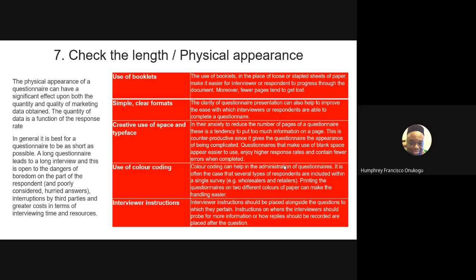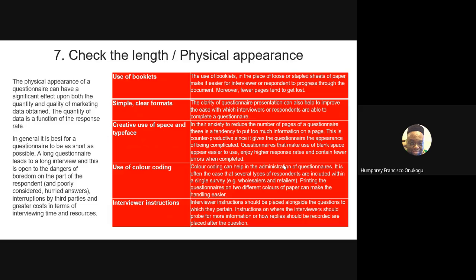The simple and clear format. The clarity of questionnaire presentation can also help to improve the ease with which the interviewer or respondent is able to complete a questionnaire. Creative use of space and typeface. In their anxiety to reduce the number of pages of a questionnaire, there is a tendency to put too much information on a page. This is counterproductive since it gives the questionnaire the appearance of being complicated. Questionnaires that make use of blank space appear easier to use, enjoy higher response rates, and contain fewer errors when completed.